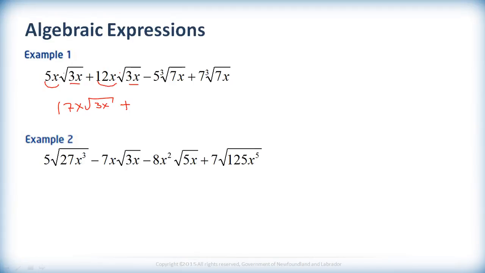Then, in the second pair of terms here, I have a negative 5 cube root 7x and a 7 cube root 7x. So they should go together quite well. We should have a positive 2 cube roots of 7x.